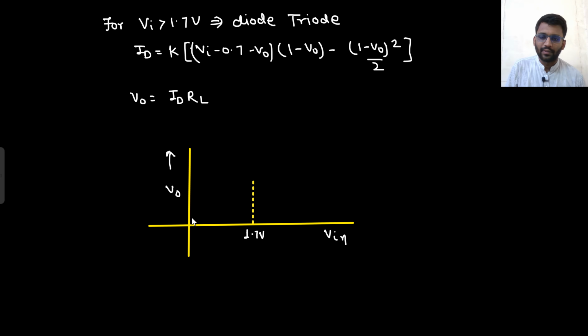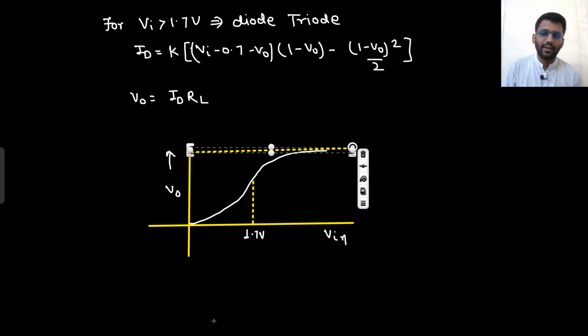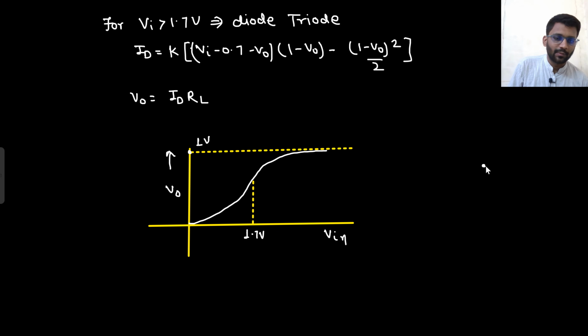Now their question would be, what would be the maximum value of V naught? Tell me. That would be 1 volt only. Why so? Why is it so? Because what was your circuit? This was your circuit, and then there is this V in. V in could be anything. This was your 1 volt and this was your V naught.